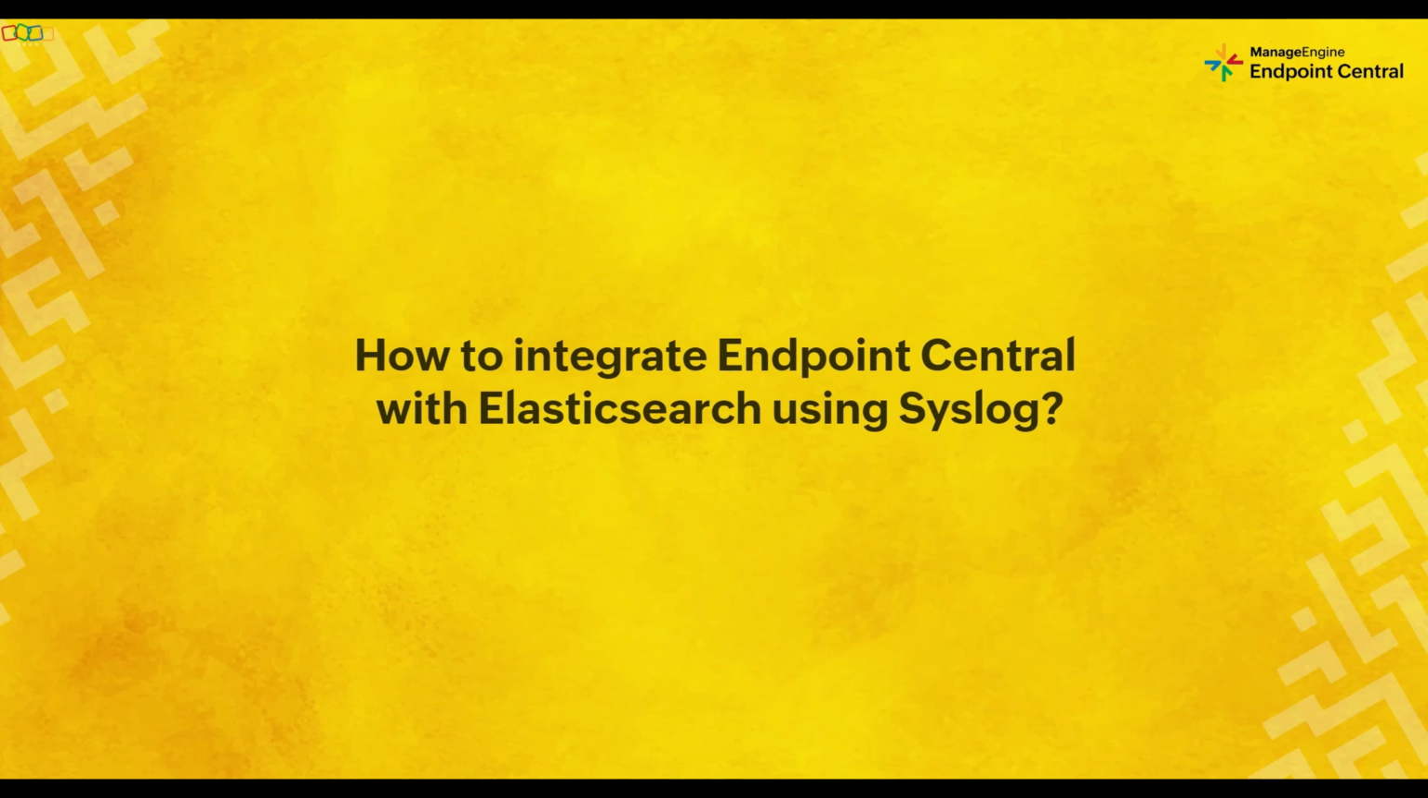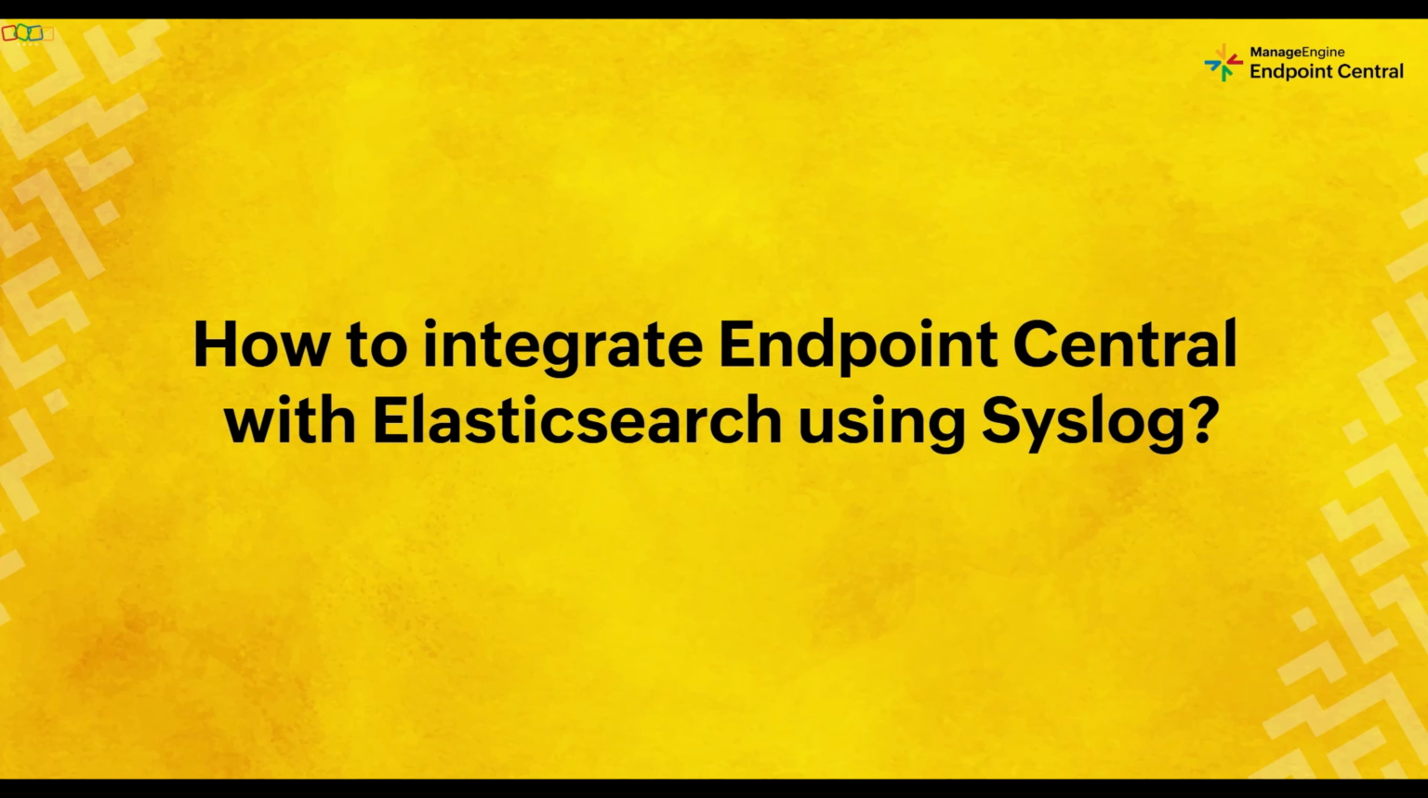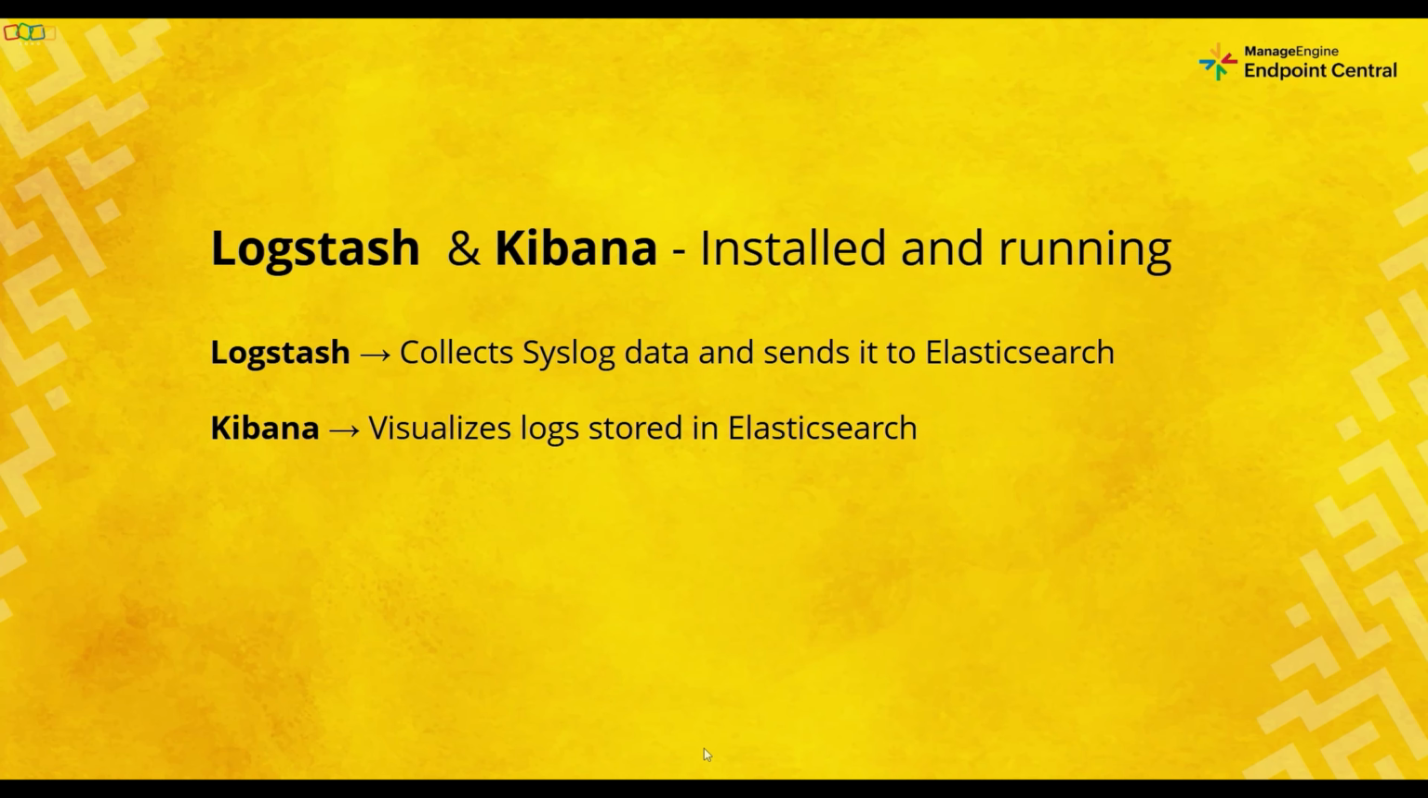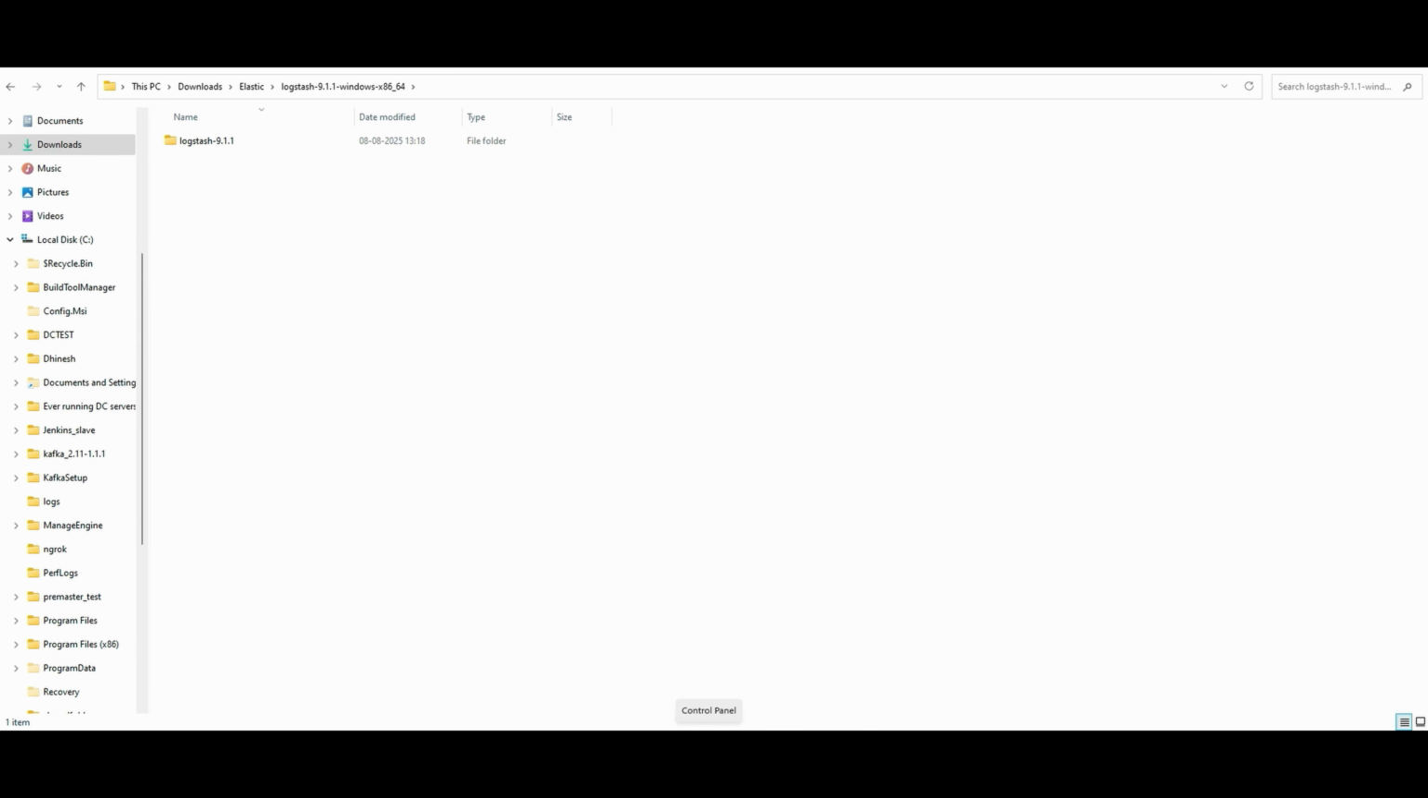Want to track every action across your Endpoint Central server in real time? Let's connect Endpoint Central to Elasticsearch using Syslog and make it happen. To begin with, first ensure Logstash and Kibana are installed and running. Logstash is used to collect Syslog data and deliver it to Elasticsearch. Kibana helps transform those logs into clear, powerful visuals. Let's begin with the Syslog configuration.